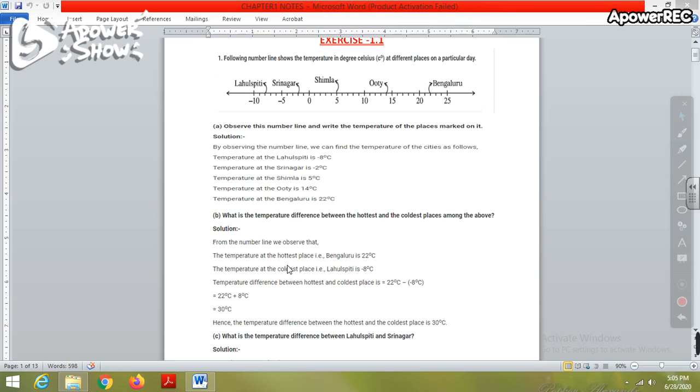The temperature at the hottest place is 22 degrees Celsius. The temperature at the coldest place is -8 degrees Celsius, and now we are going to find the temperature difference. So we have to subtract the temperature of Lahaul Spiti from the temperature of Bangalore. So the temperature difference equals 22 degrees Celsius minus -8 degrees Celsius, which equals 22 plus 8, which equals 30 degrees Celsius. Hence the temperature difference between the hottest and coldest places is 30 degrees Celsius.